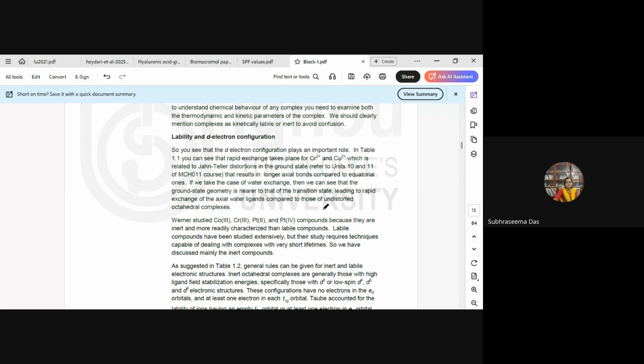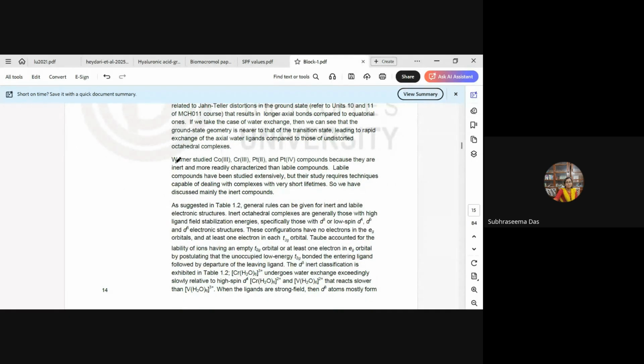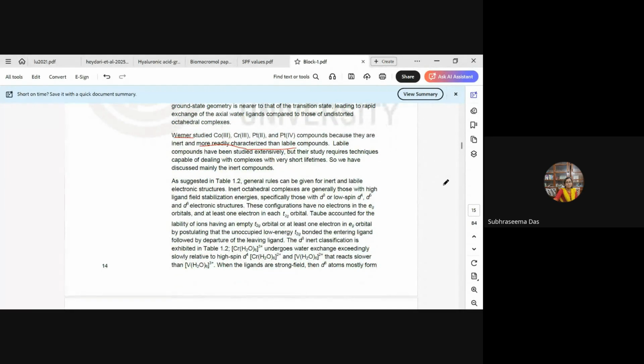So particularly if we take the example of this water exchange, we can see that the ground state geometry is nearer to the transition state, leading to rapid exchange of the water ligands, particularly in the case of octahedral complexes. Now Werner, who is called the father of coordination chemistry, Alfred Werner, studied cobalt 3+, chromium 3+, platinum 2+, and platinum 4+ compounds, because they are inert and more readily characterized than labile compounds.